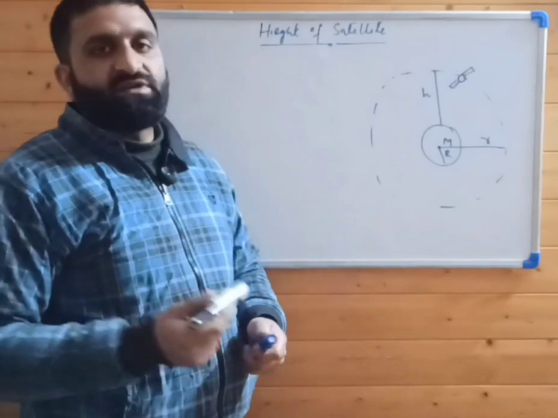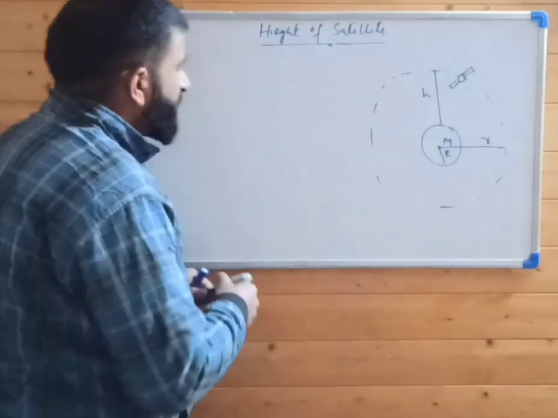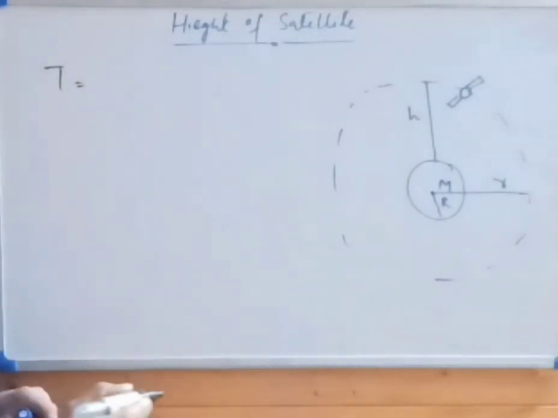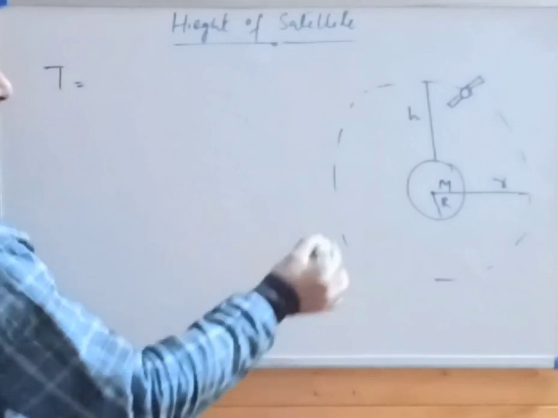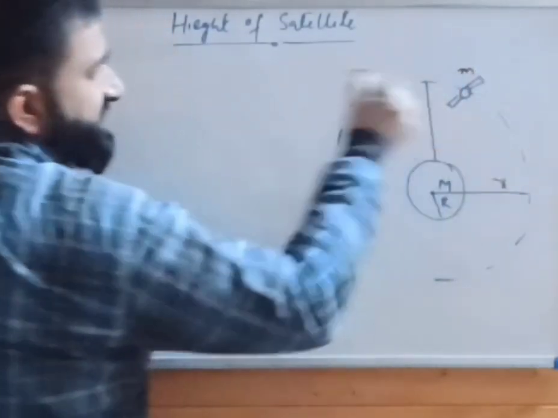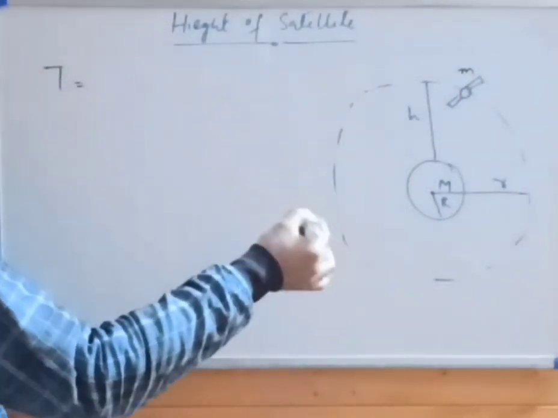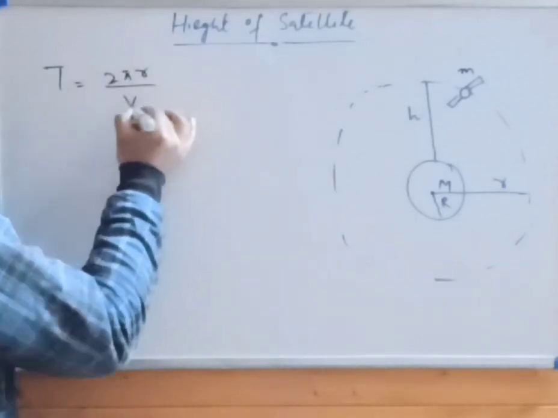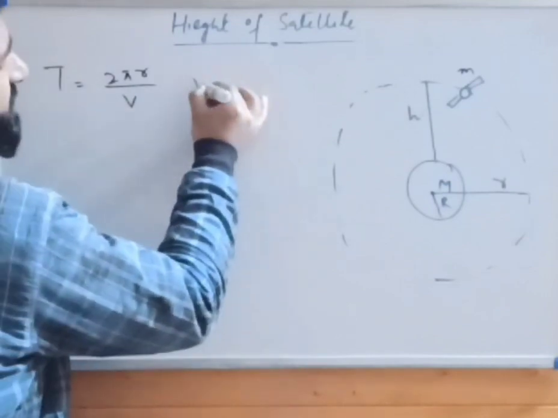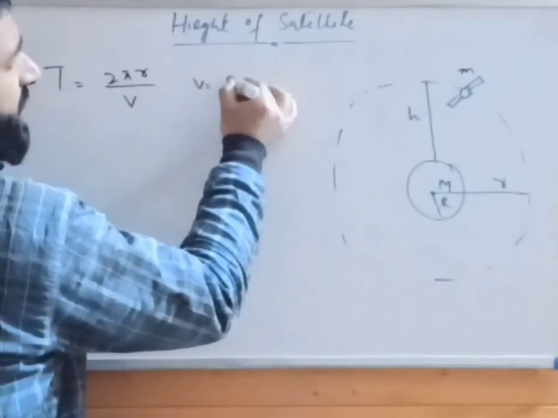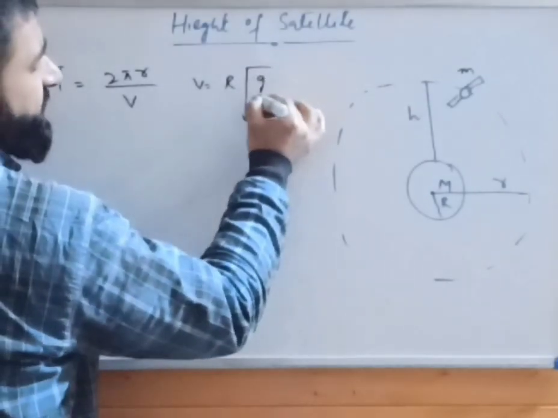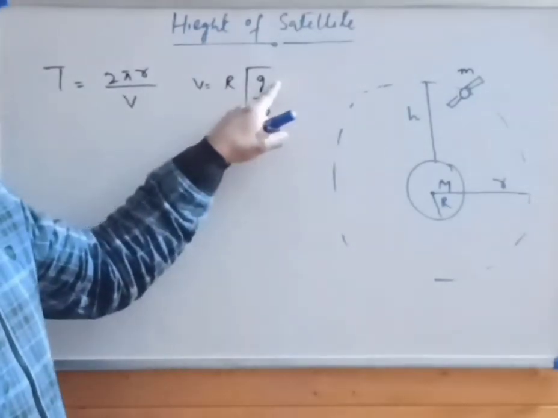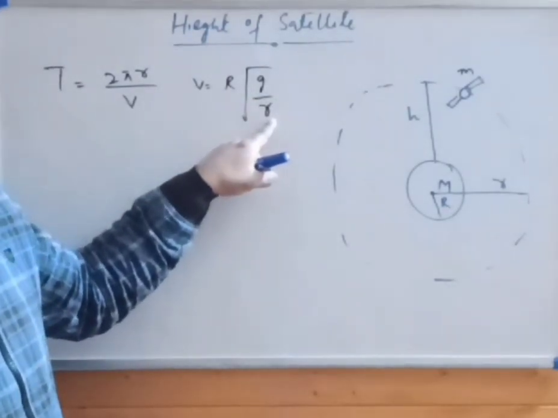We will calculate it from the time period and orbital velocity. We know that the time period is equal to distance divided by velocity. The distance traveled in one orbit is the circumference of the circle with radius r, so T is equal to 2πr divided by the orbital velocity v. Now the orbital velocity is equal to R root of g divided by r, where R is the radius of the Earth, g is the acceleration due to gravity, and r is the radius of the orbit.